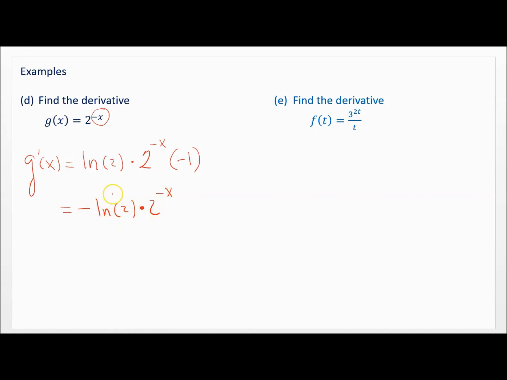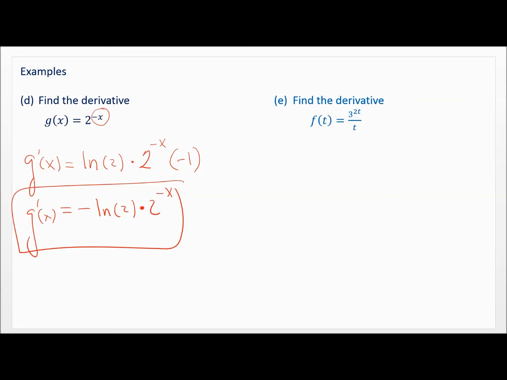See, this is just a decimal. That's not a variable right there. That's just the natural log of 2. You could type that in your calculator, but it's more accurate if you leave it as an exact. So there is the derivative. That's as good looking as that thing gets. All right, let's try the next one.